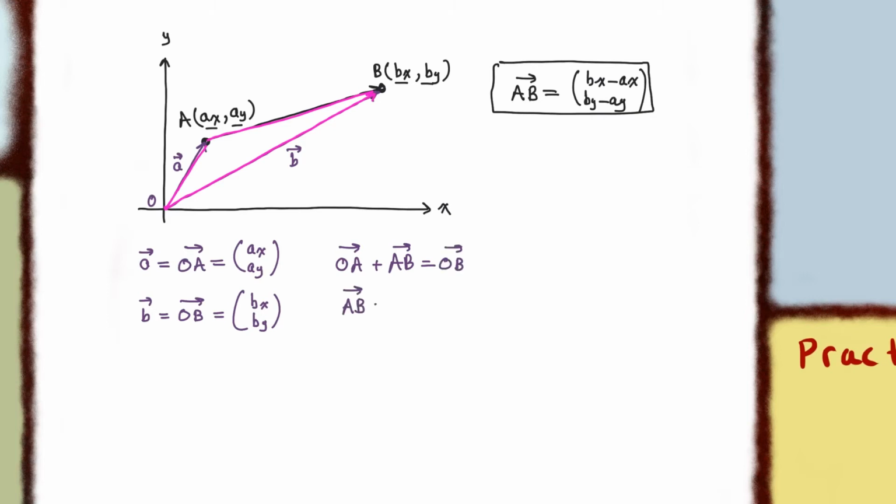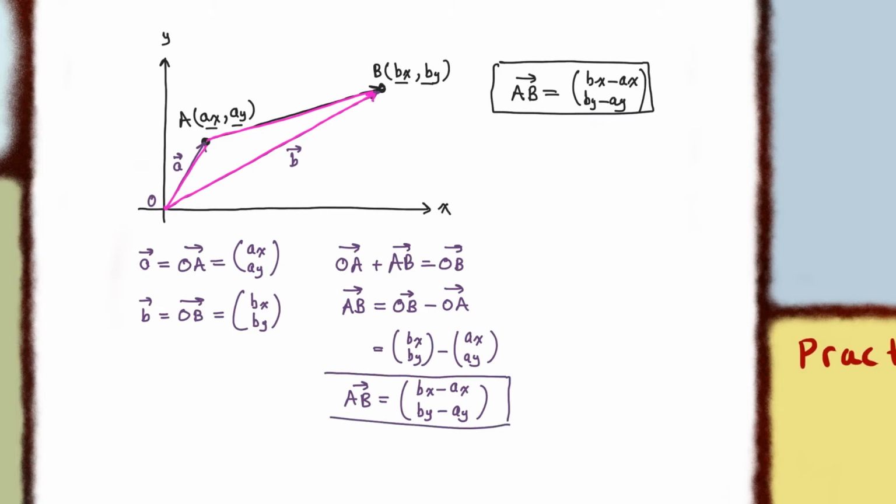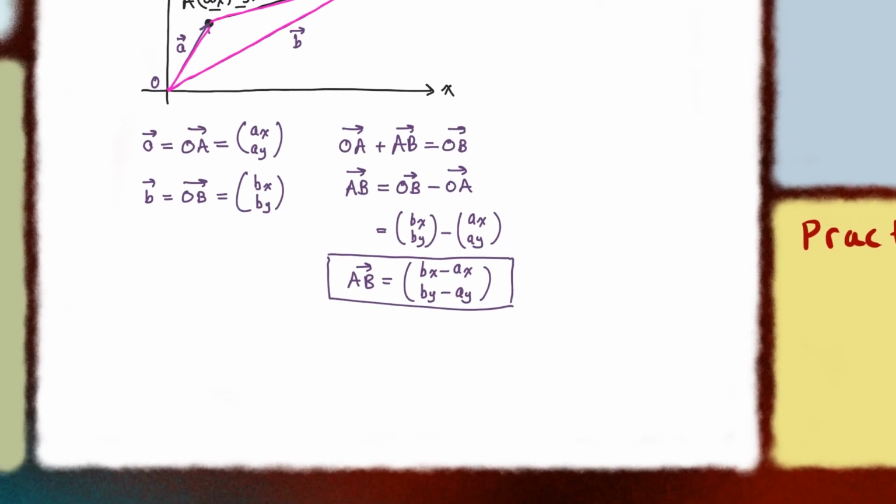We can do a rearrangement for vector AB. It's going to be position vector B minus position vector A, and that means B's components minus A's components, and that will give us vector AB's x component as BX minus AX and its y component as BY minus AY.